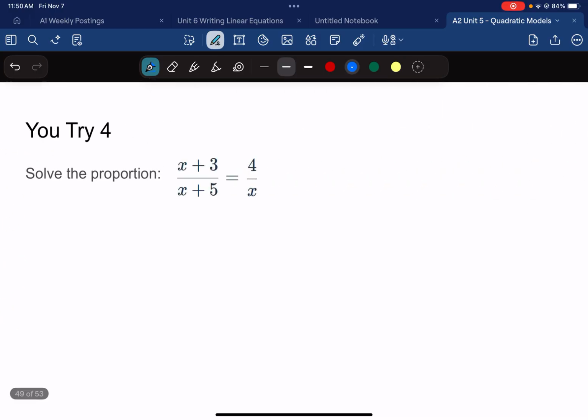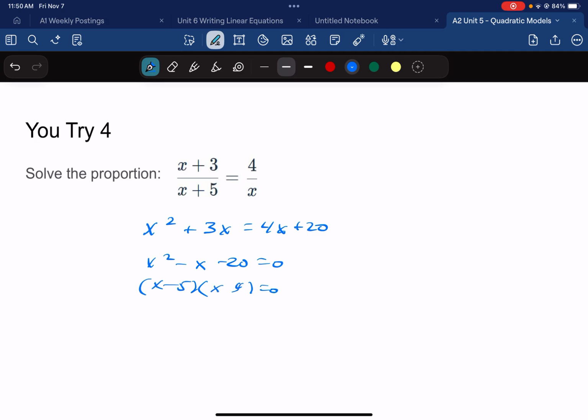You try this one. That is a 4, sorry. So x is either 5 or negative 4. Those are our two answers.